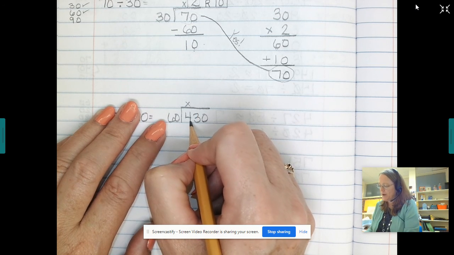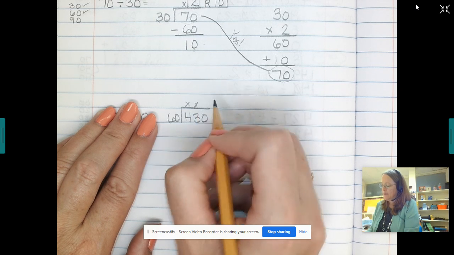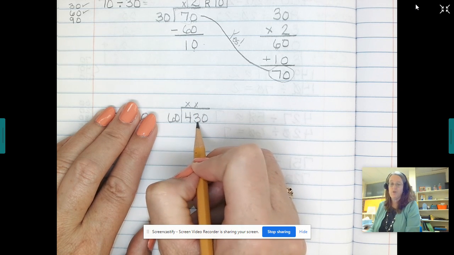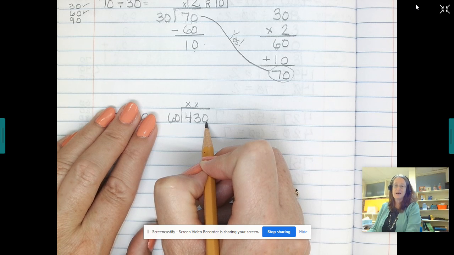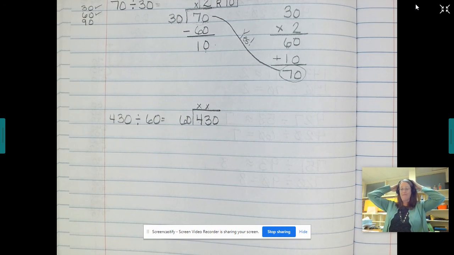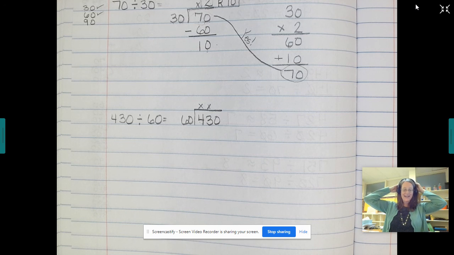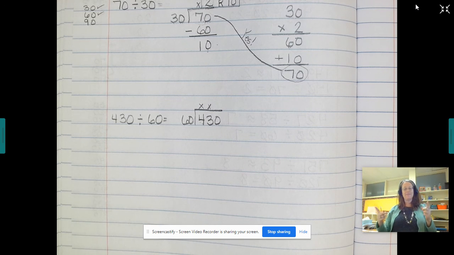60 people will not fit on a bus with only 43 places to sit. But 60 will go into 430 how many times? Girls and boys, put your hands on your head and say, I have no idea. I have no idea. But wait a minute.